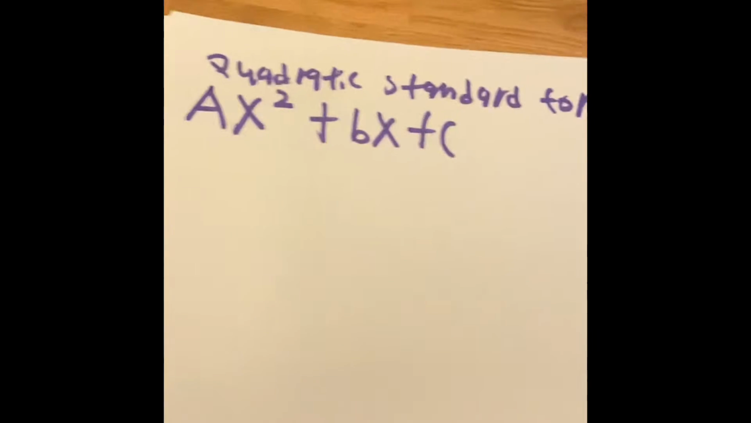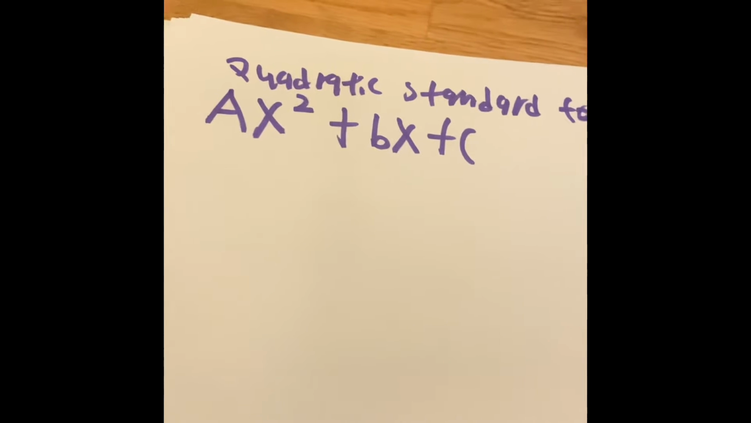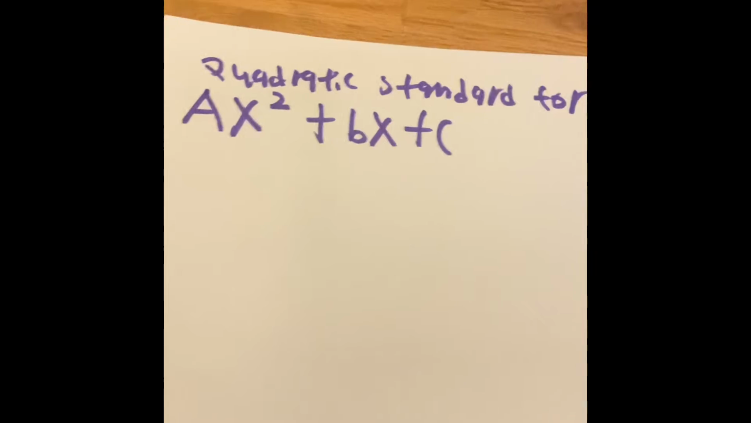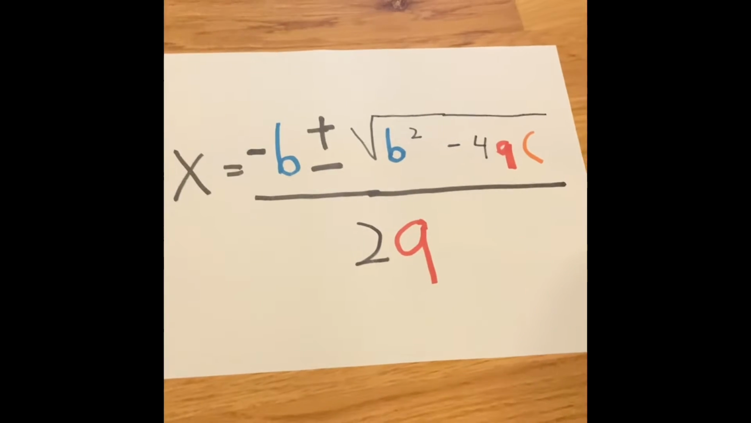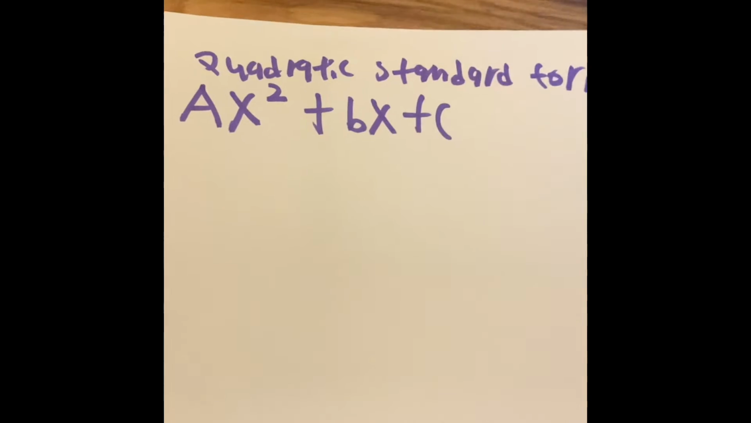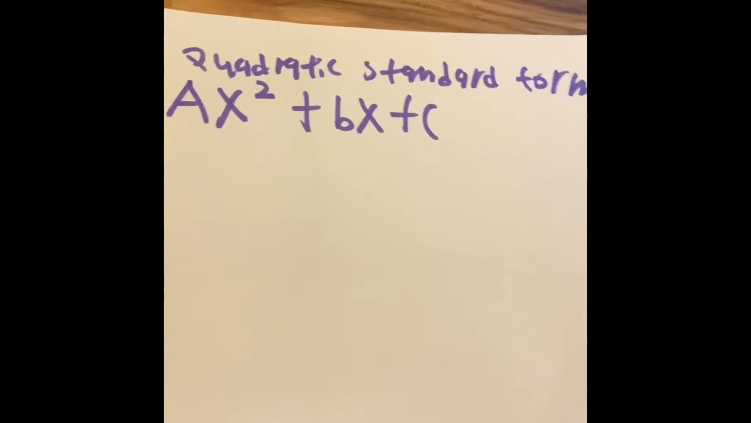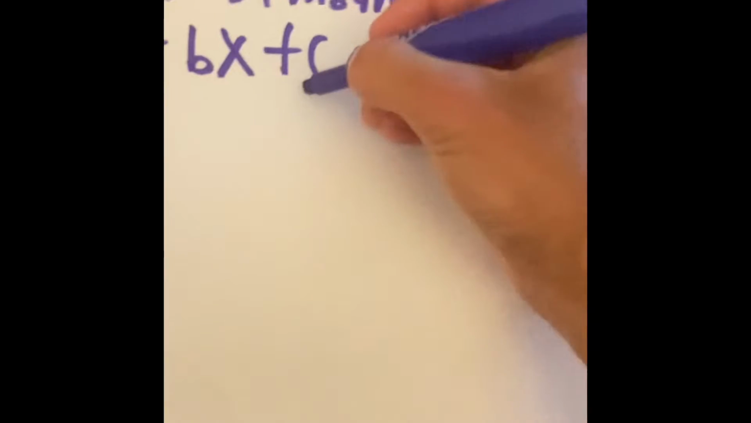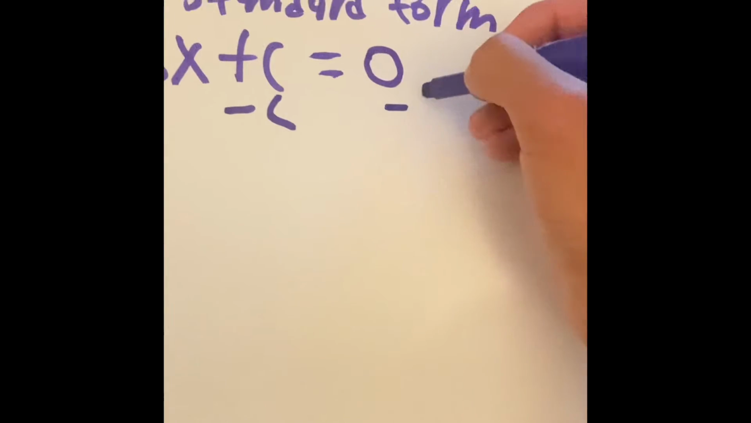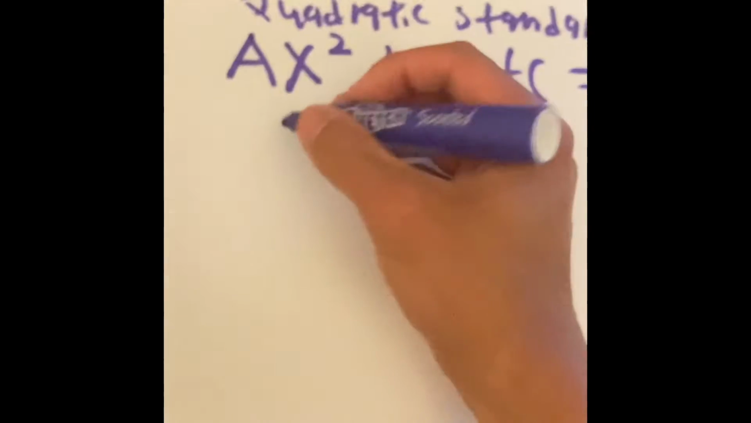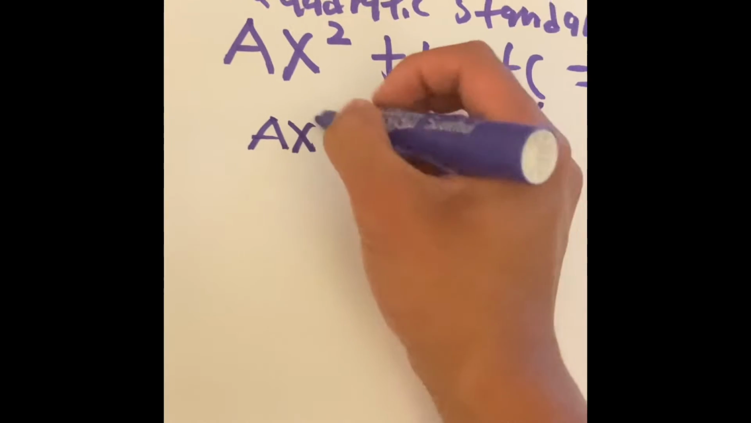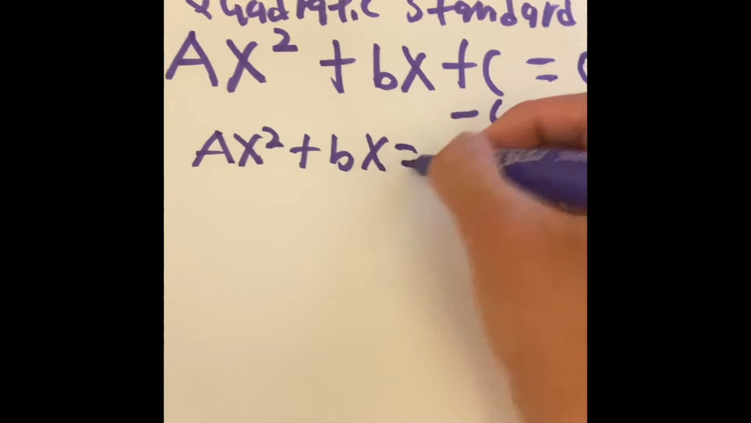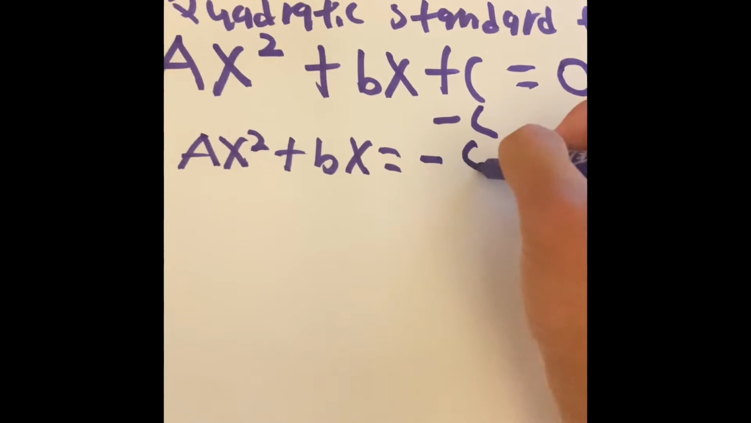So what we're going to do today is complete the square using the quadratic standard form and hopefully transform it into the quadratic formula. The first thing to do normally is to add a 0 and move that negative c to the other side. So we have ax squared plus bx equals negative c.